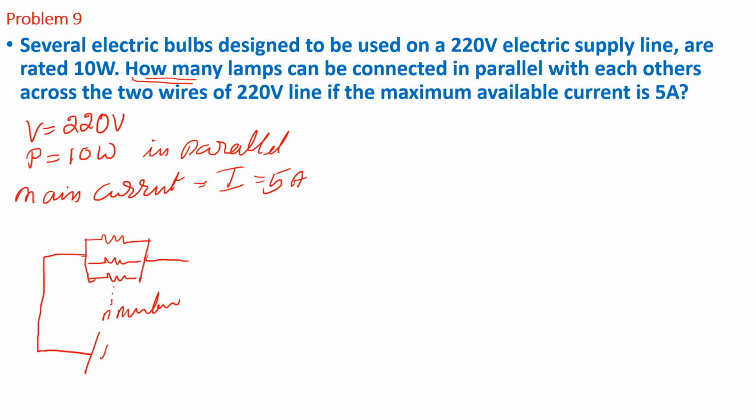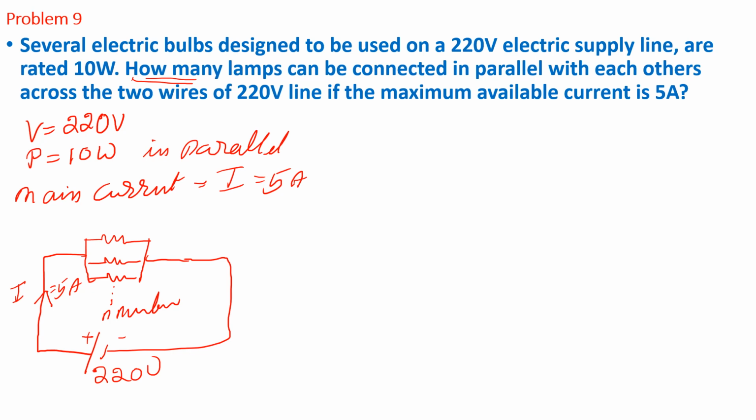To what are they connected? To a 220 volt line. This is the 220 volt line. That is 220 volt. This is positive and this is negative. And the maximum available current is nothing but the main current. The main current I is the current which can flow here. This is called the main current I, which is equal to 5 amps. That is the question here.